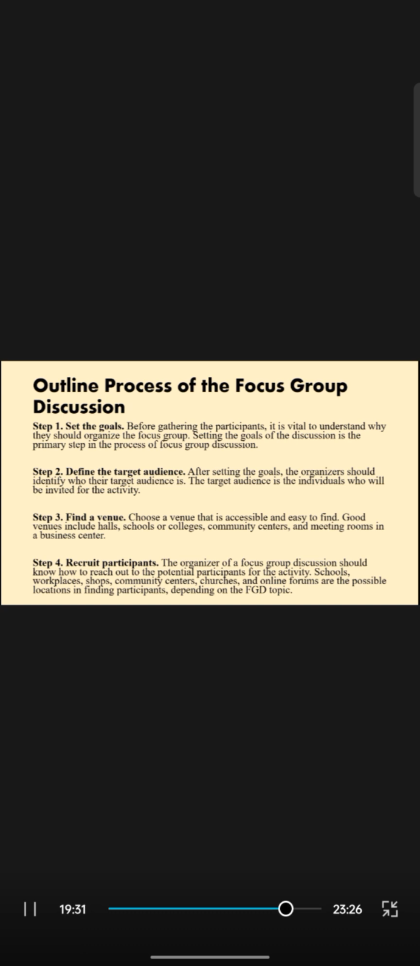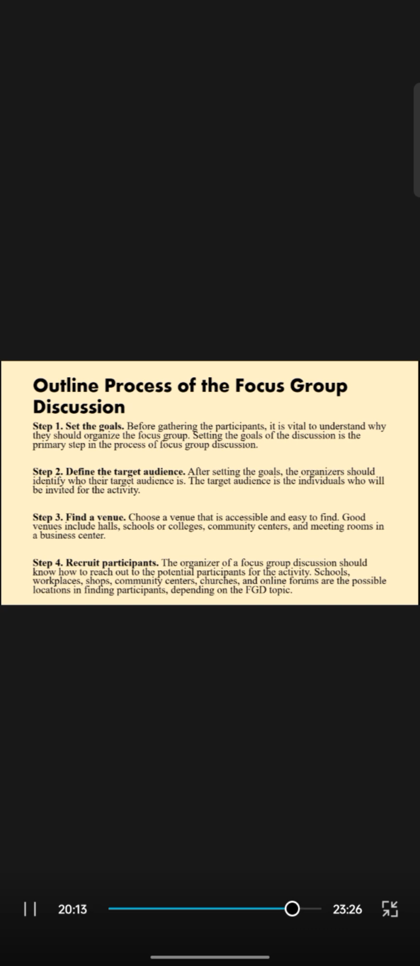So step 3, find a venue. Choose a venue that is accessible and easy to find. Good venues include halls, schools or colleges, community centers, and meeting rooms in a business center. So here in step 3, you really need to look for an accessible place that is easy to find so the participants or respondents will not have difficulty. Also it should be a place with many people, like schools, community centers, like those. Then step 4, recruit participants.